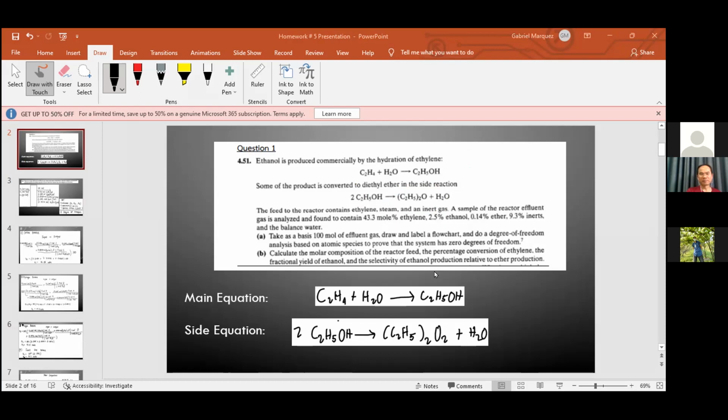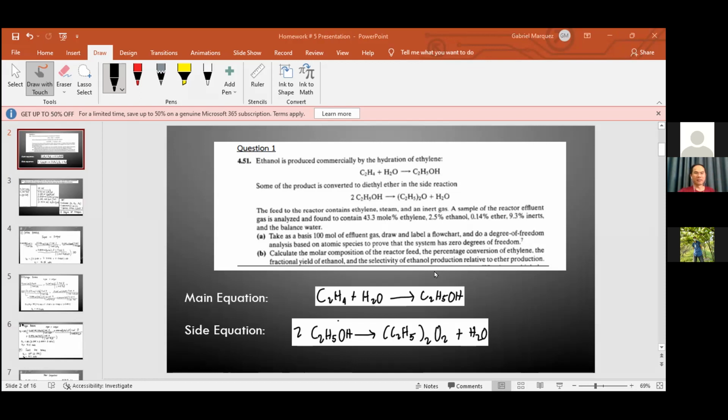Another definition you can calculate is the amount of ethanol produced divided by the feed of limiting reactant, or the consumption of limiting reactant. Okay, you can use 3 definitions of the yield: produced divided by the maximum production based on the desired product, or produced divided by the feed of reactant, or produced divided by the consumption of reactant. This is the definition of the yield.